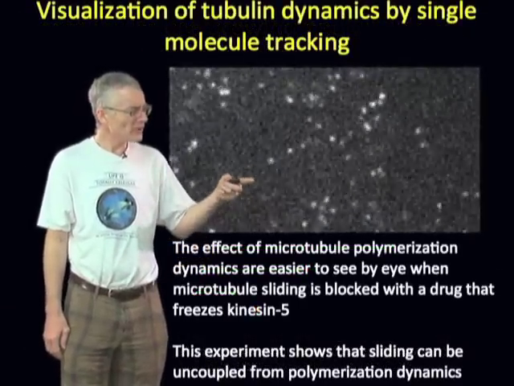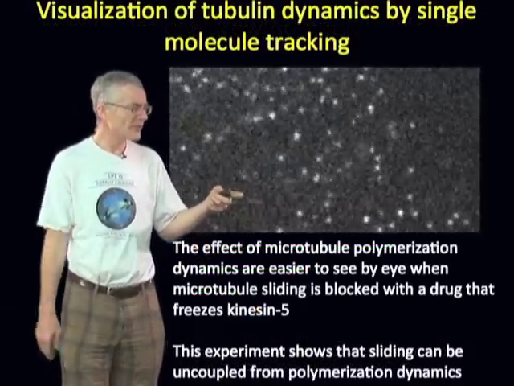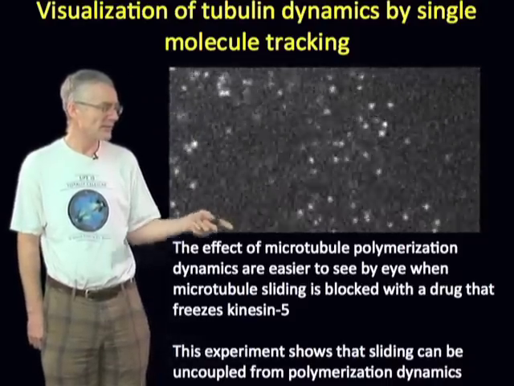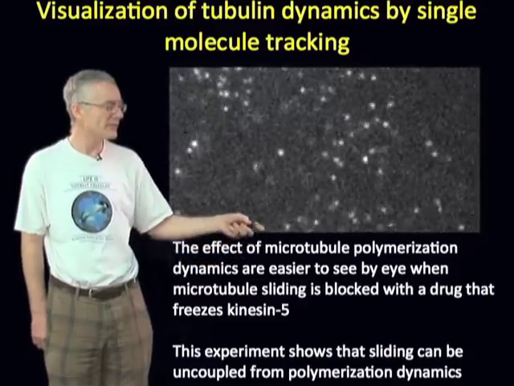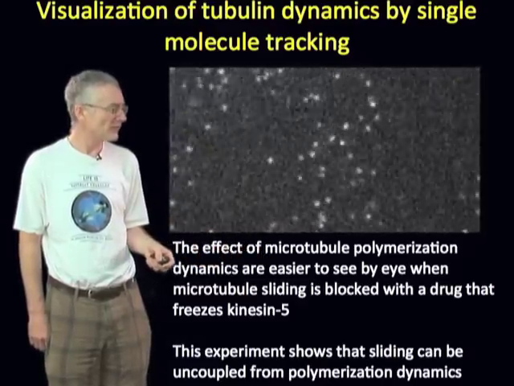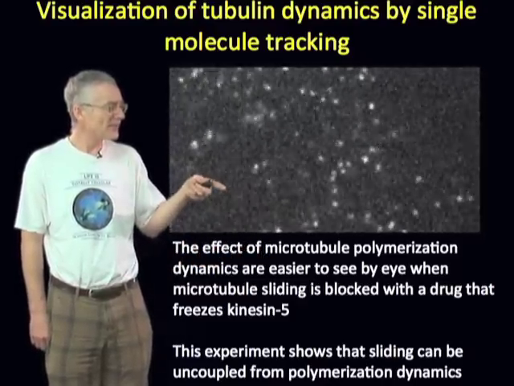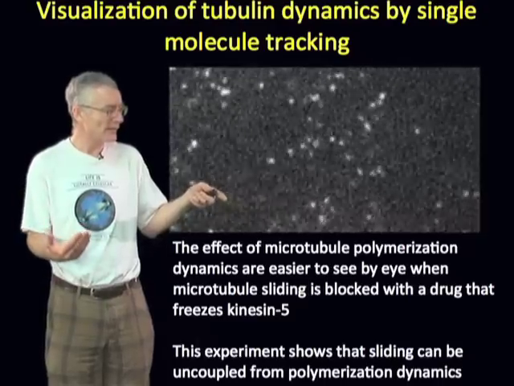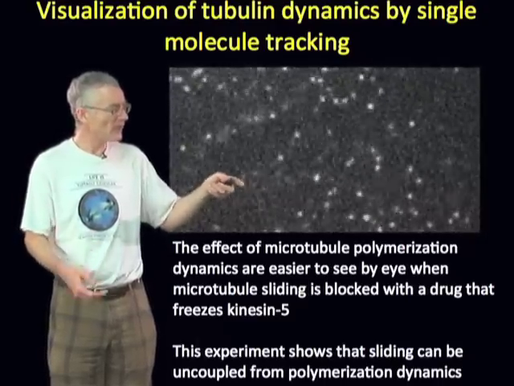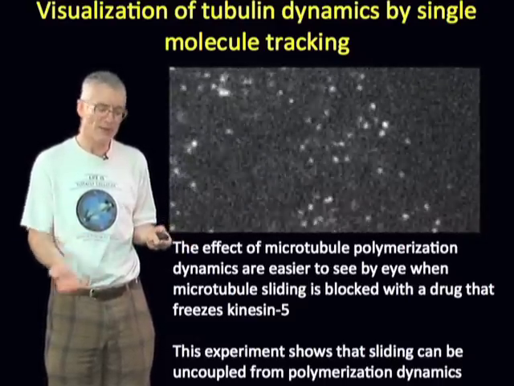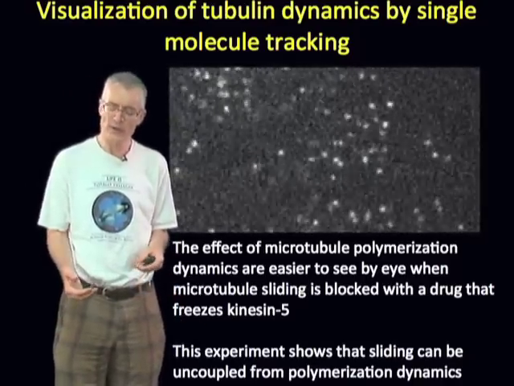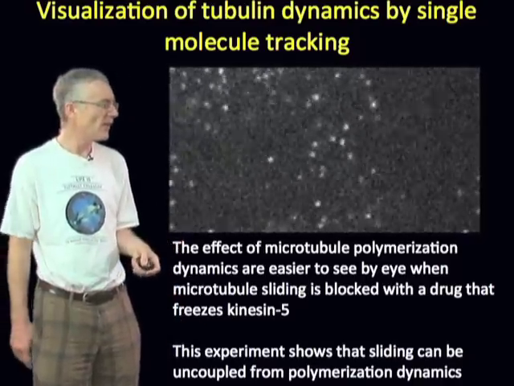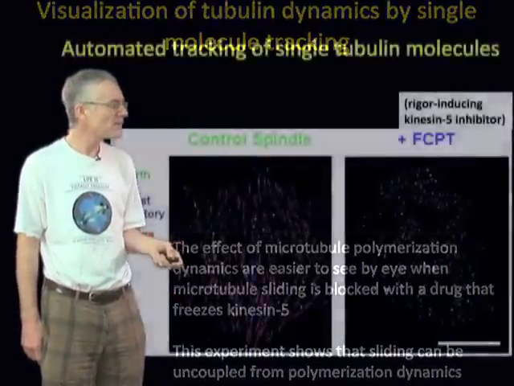It's easier to see the turnover, the single spots coming and going, if you block the sliding. In this experiment, the sliding was blocked with a drug that freezes kinesin 5, a motor in the spindle I'll talk about. Now the spots aren't sliding, you can see them almost twinkling. What that twinkling is, each spot comes, persists for a few seconds, and then disappears again. And this experiment actually also shows that you can uncouple sliding from polymerization dynamics.